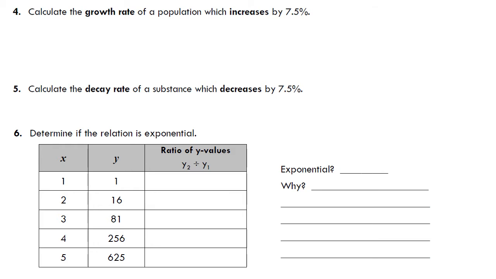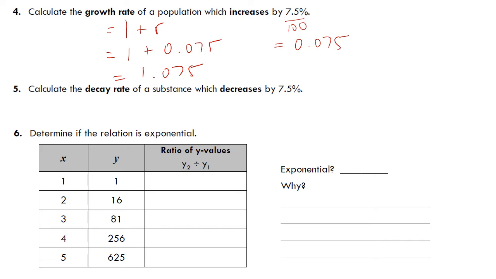Number 4, calculate the growth rate of a population which increases by 7.5%. This just comes down to you realizing you got to make these decimals first, which means you divide by 100. So you get that. And remember we do 1 plus r, that's our growth rate. 1 plus 0.075, which equals 1.075.